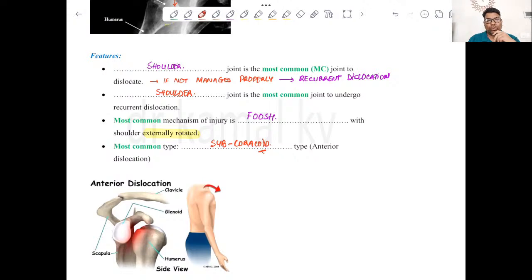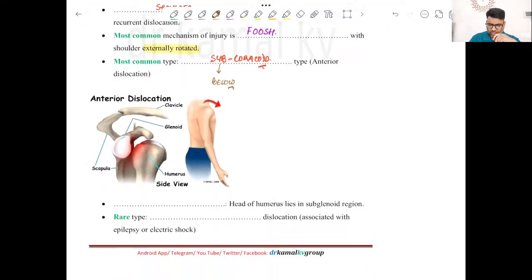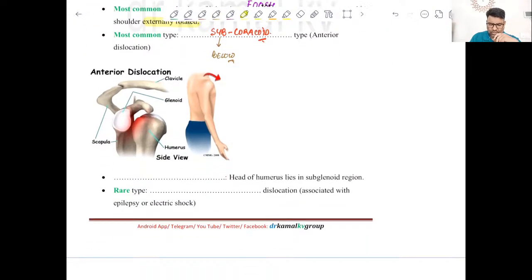And if the question is about the most common subtype of anterior, then the answer has to be subcoracoid. I think most of you must be knowing the meaning of sub, that is below. Clear? So this is how the anterior shoulder dislocation looks like. This is the glenoid cavity, and this is the head of humerus. So it is moving anteriorly, and it is lying below the coracoid process. So this is the coracoid process. So we call it subcoracoid anterior dislocation.